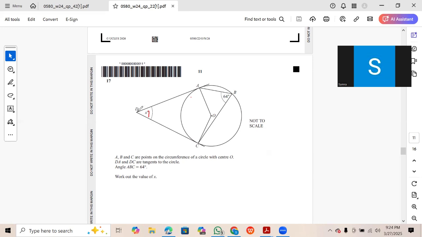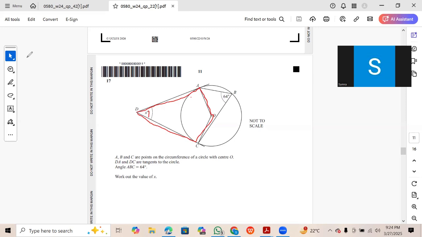Like this portion, because x is inside this portion. So this is a quadrilateral. This is a quadrilateral, and also we know that the sum of all the angles of the quadrilateral must be equal to 360 degrees.